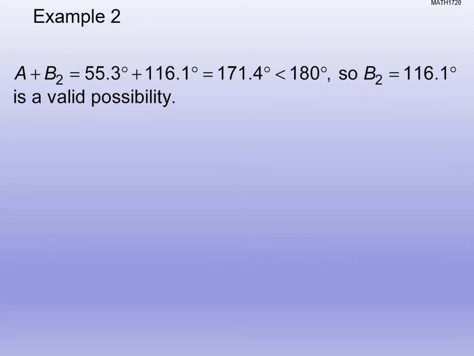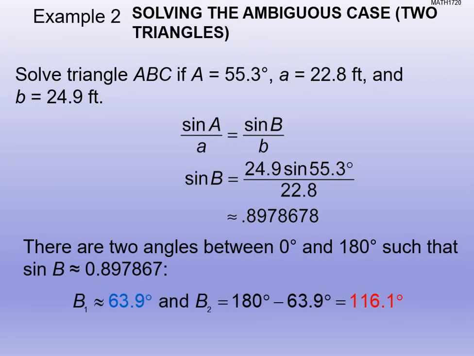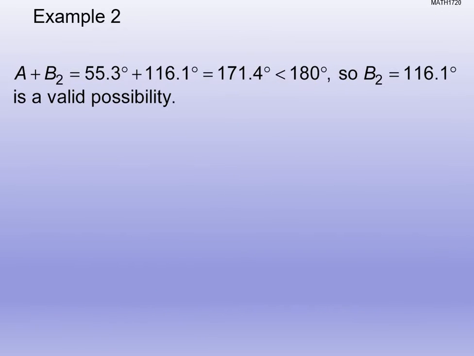So we have a couple different possibilities here, because we have to check and make sure the triangle is valid, right? I'm going to step back a slide here. We have one angle is 63.9. That's going to be for one triangle. So we're going to use the 55 degrees and the 63.9 degrees and try and make a triangle. And we're going to use the 55.3 degrees and the 116.1 degrees and try and make another triangle to see if they're both valid. Okay, so that's really what's going on here.